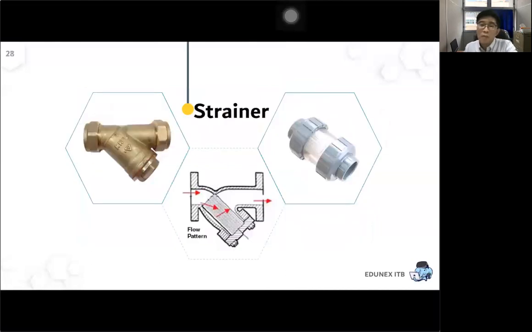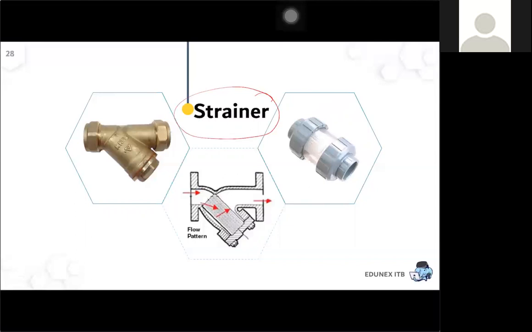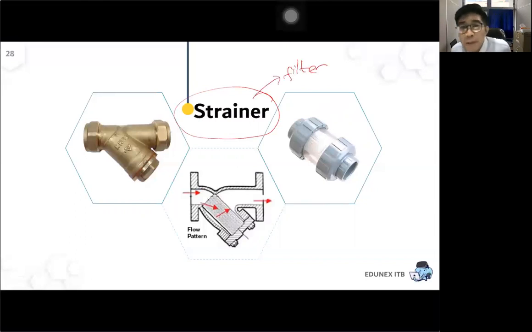Okay, the other type of fitting is called a strainer. What is the function? Do you know the function of strainer? It has something to do with the flow pattern, sir. This is just showing the flow pattern. Strainer, actually it's a filter. So if in some pipelines we are afraid that maybe some solid particles will be flowing together with the liquid or with the gas, in certain parts of the pipe segment, we install a strainer. So inside this one is a filter.